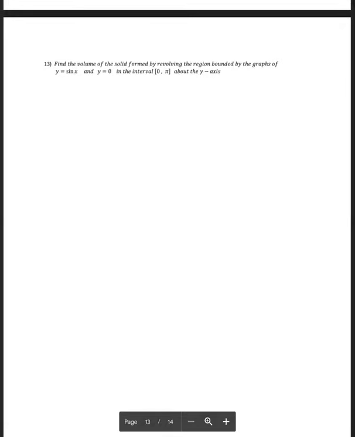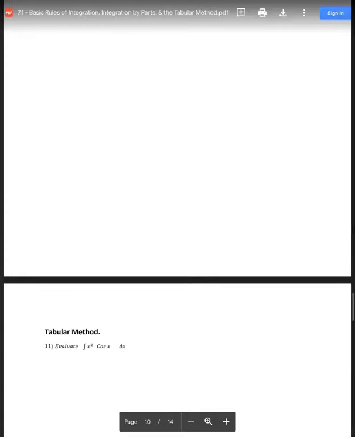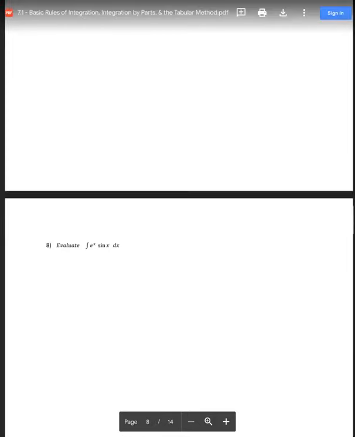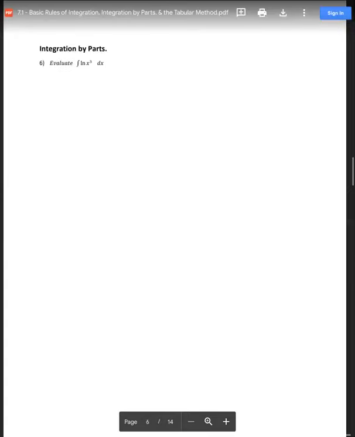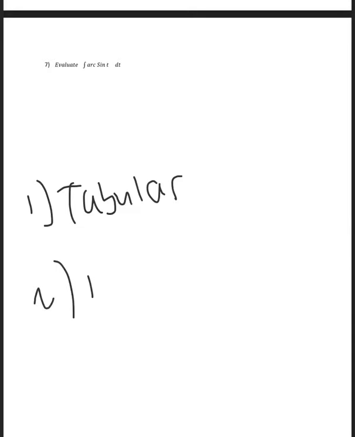Integration by parts will work for all three of these, but use the tabular method when it's just a little bit easier. But the tabular method won't work for every single problem. So just keep that in mind. Again, I always like to do a little checklist. So when you're faced with these problems, check to see if tabular works. If tabular doesn't work, go to integration by parts. And I'll show you how to check for tabular, but let's do this one first.